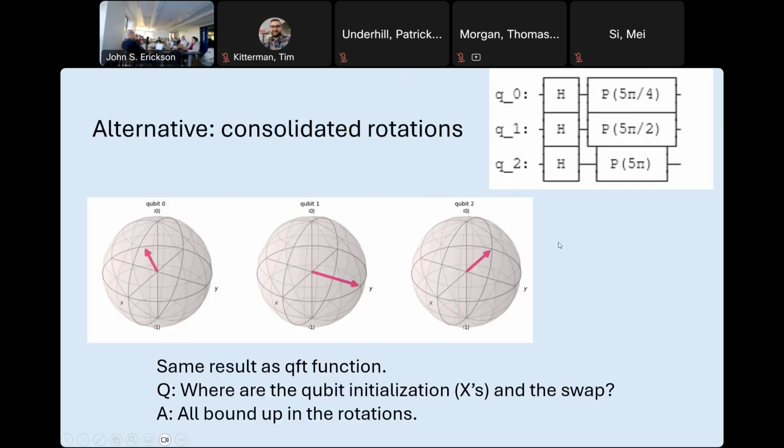My first question was, well, that's fine, but what are they doing here? And I suppose, well, they're taking out the X's and the swap at the end. So what did they do? Is it all bound up in here? Is it all bound up in the rotations? And the answer is yes, and here's why.